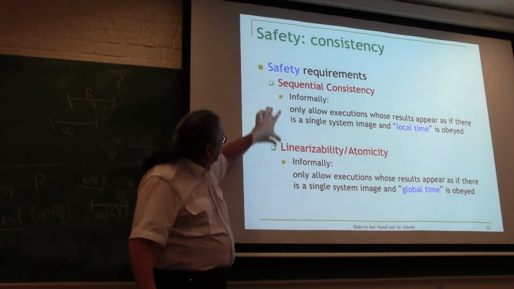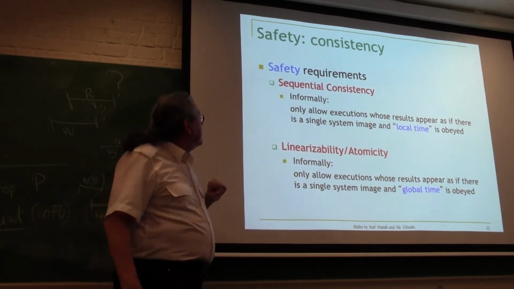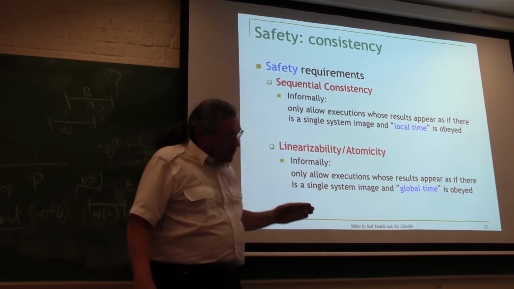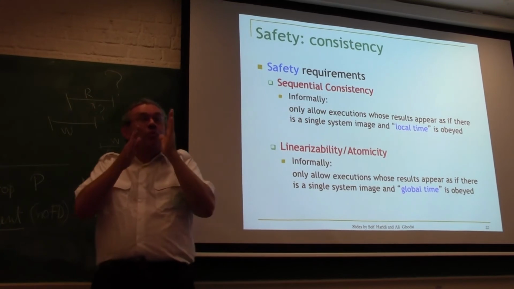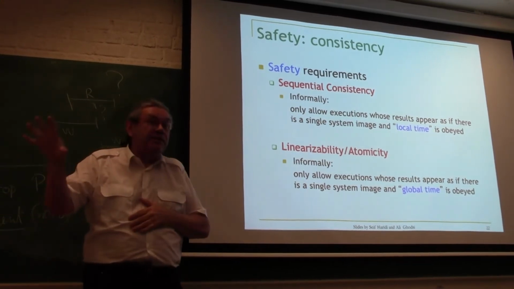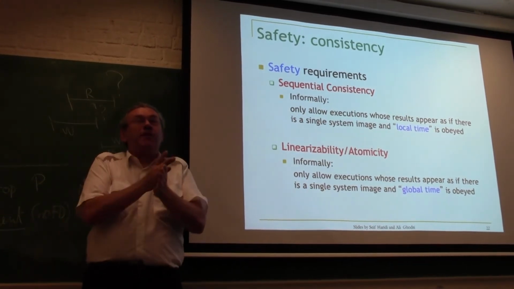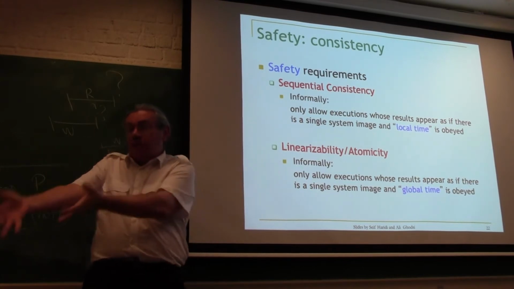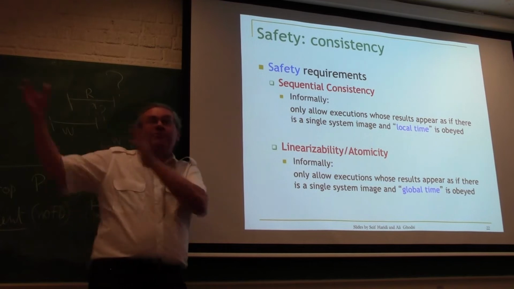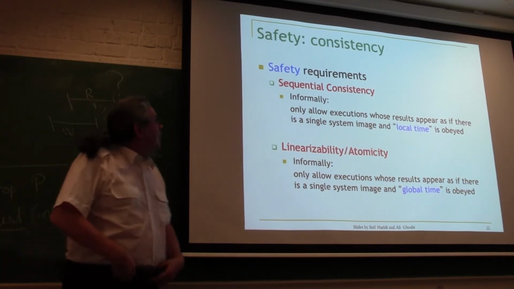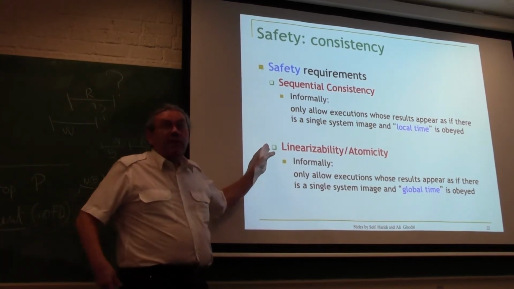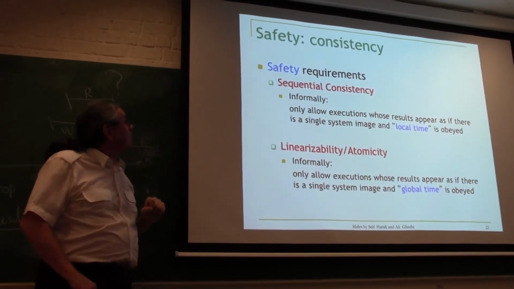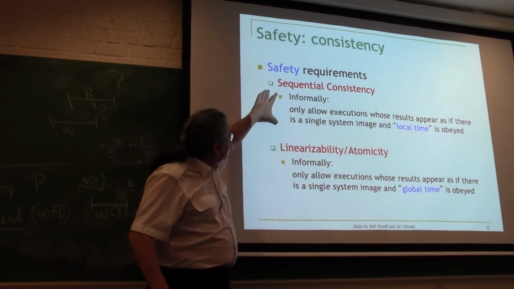There's two levels of this, okay? And these are safety requirements. These requirements that it behaves like a single machine, that's a safety. That means it does not behave incorrectly with respect to a single machine. There's also a liveness requirement, which I'll talk about after. But the safety requirement is the one that gives you the single storage illusion. Okay? And there's two levels of it.